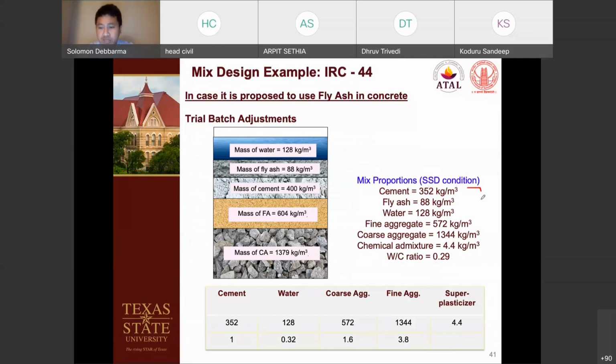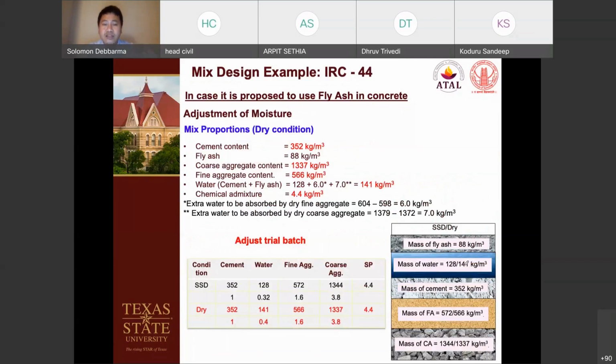So this is the SSD condition, but again, like I have mentioned earlier, we need to make adjustment for moisture. So if you make adjustment for moisture, this is the mix design based on the dry condition.